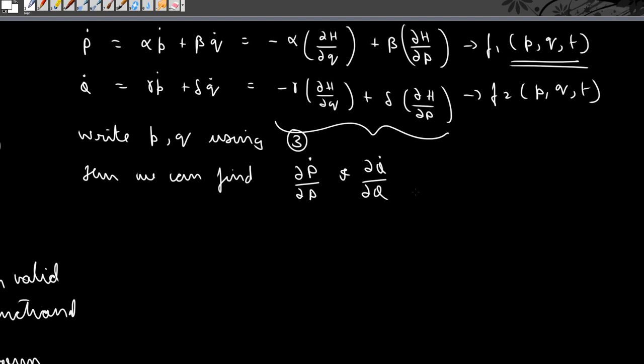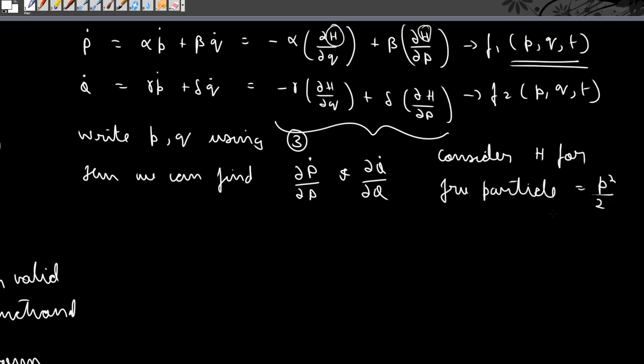Now in order to do this, obviously we cannot proceed unless we know the form of this Hamiltonian. So for the sake of simplifying the mathematics, let us consider the Hamiltonian for a free particle. H for a free particle is going to be equal to p square by 2m.